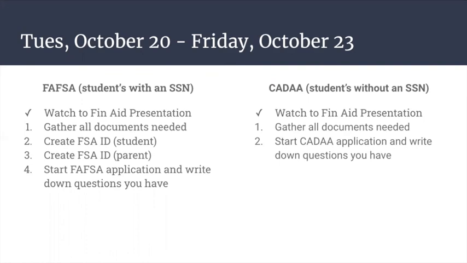For students completing the California DREAM Act application, or students without a social security number, they should also gather all documents that are needed. In terms of the California DREAM Act application, students and parents should also begin that application process and write down any questions that they have. Students with the California DREAM Act are not required to create an FSA ID or the California DREAM Act ID. This information is not needed or required for the California DREAM Act.